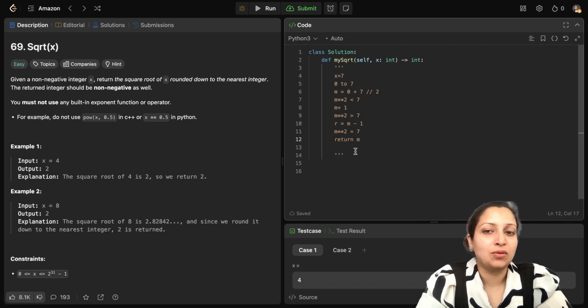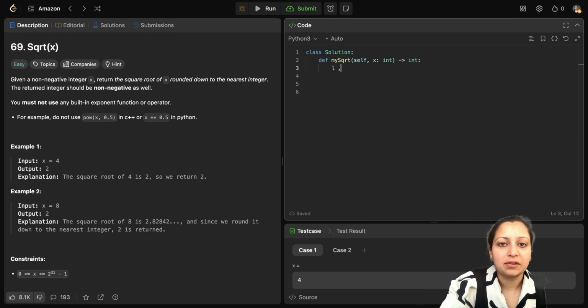So let's start coding it. I will first initialize my left and right pointers. My left pointer will be initialized at 0. My right pointer will be initialized at x. And I'll also initialize my result variable. I can initialize it with anything. I'm initializing it with 0 here. Now I will run my binary search loop, which would be while L is less than or equal to R. Our pointers should not cross. Until then, we can run the loop.